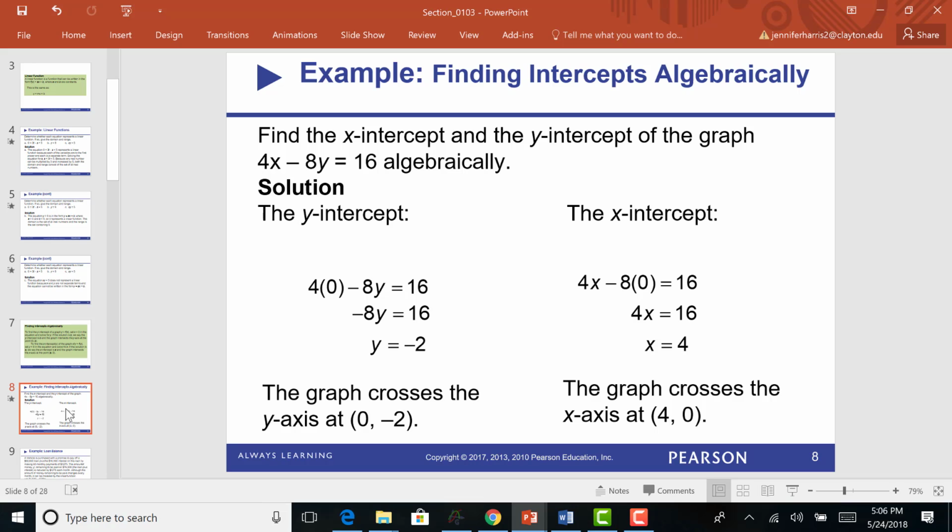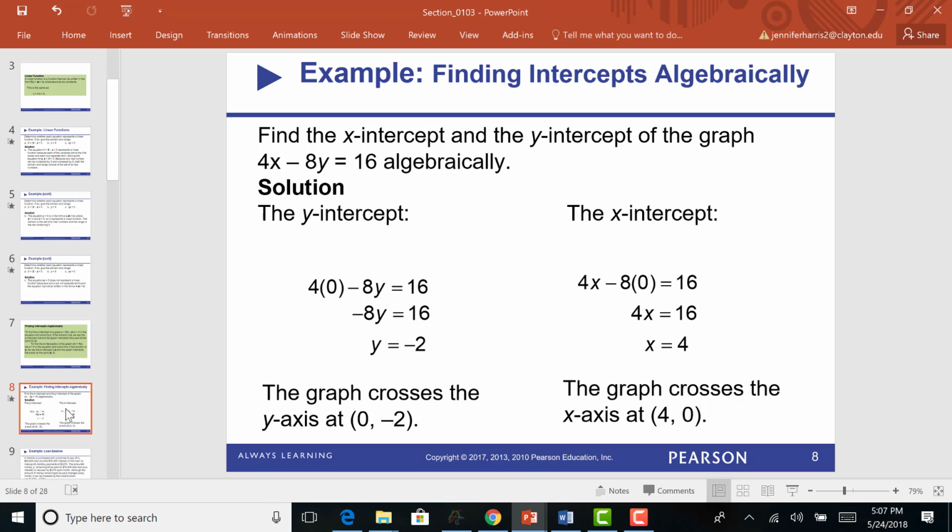I just want to know where it touches the x or the y axis. So how to do that, they've given us some steps. I'm going to add some steps to it. And where it says find the y-intercept, here's what I'm going to add to it. Make x equal 0. To find the y-intercept, make x equal to 0.